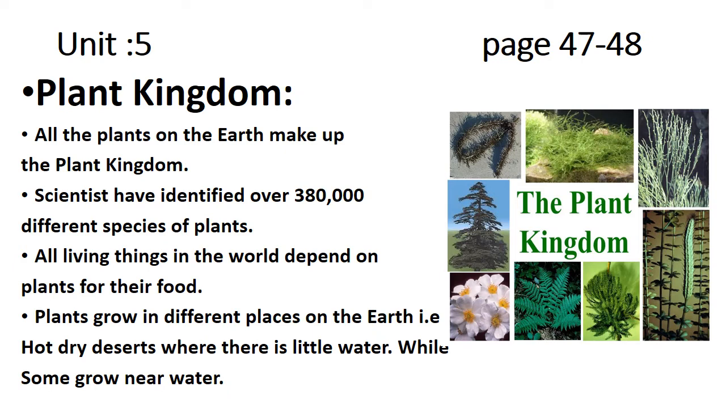Plants grow in different places on the earth, such as hot dry deserts where there is little water, while some grow near water. So basically when you talk about the environment of the plant, environment is the place where the plant or animal or any living thing grows. Some plants, like the example of cactus, grow in an area where there is less water, and some plants like water lilies live in areas where there is a lot of water.